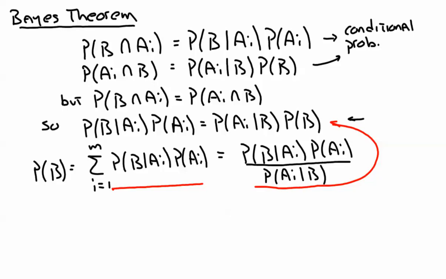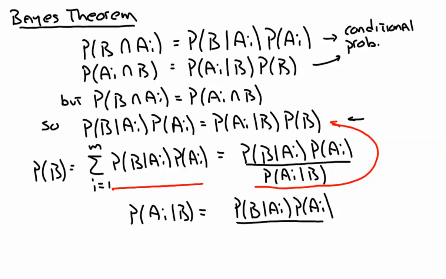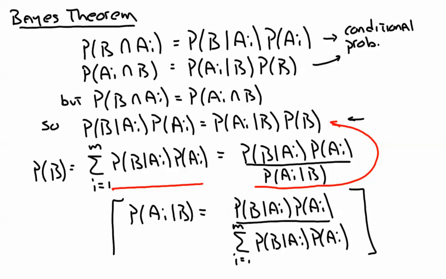One more rearrangement, and I get the following. Probability of A sub I if B equals probability of B if A sub I times probability of A sub I divided by summation I equals 1 to M of probability of B if A sub I times probability of A sub I. This relationship is known as Bayes' theorem.